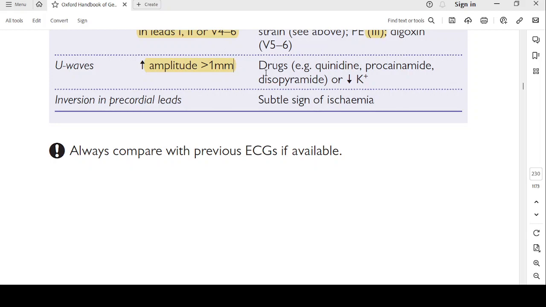Drugs like quinidine, procainamide, and disopyramide. These are the class 1 antiarrhythmics. Or reduced potassium, that is hypokalemia. So drugs and hypokalemia cause U waves. Inversion in the precordial leads. Subtle signs of ischemia.